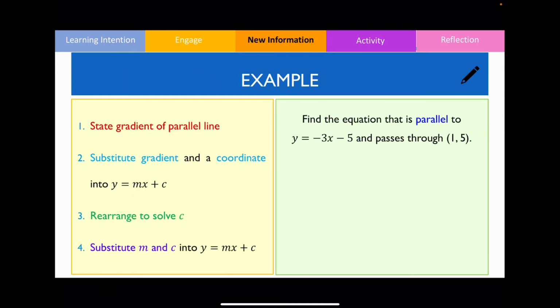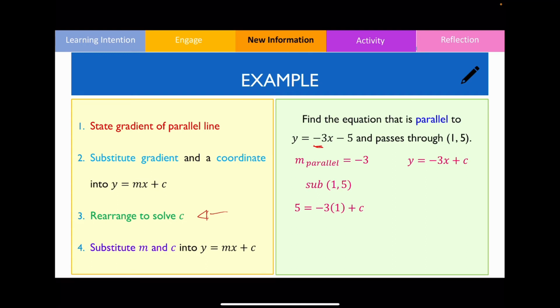In this example, it reads: find the equation that is parallel to y equals negative 3x minus 5 and passes through the coordinate (1, 5). We know that the new equation should have the exact same gradient, so it should be equal to negative 3. So if I write the equation, we'll write y equals negative 3x plus c. Now we need to substitute a coordinate in to solve for our y-intercept. If I substitute the coordinate that's given to me, (1, 5), this is what my equation would look like. Now I'm going to rearrange to solve for c.